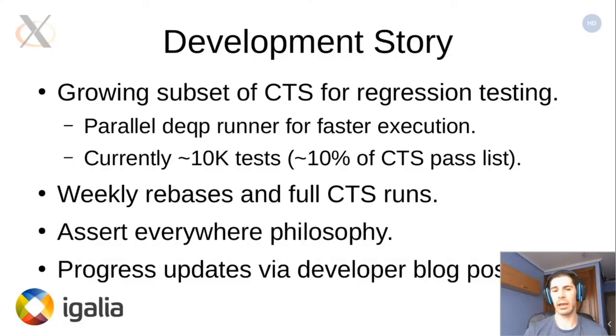And to give you a sense for what we settled with, right now we are passing a bit over 100,000 tests of the CTS, and we're using about 10% of that for this subset that we use for regression testing. And this has been working really great for us. We can run these tests very quickly every day, and we have got maybe 95% of our regressions during development with this system.